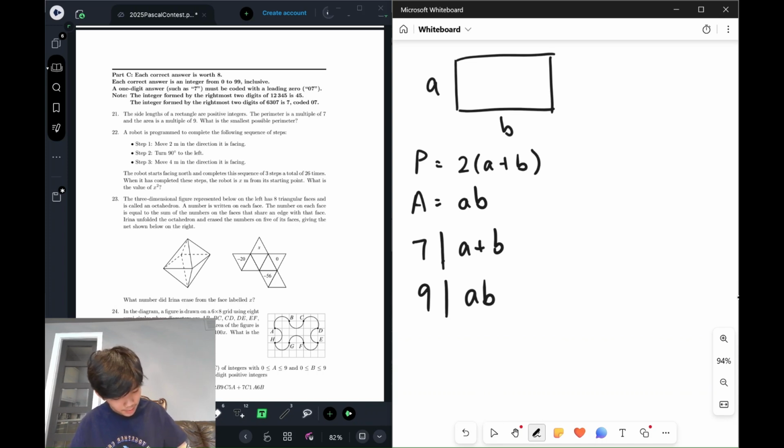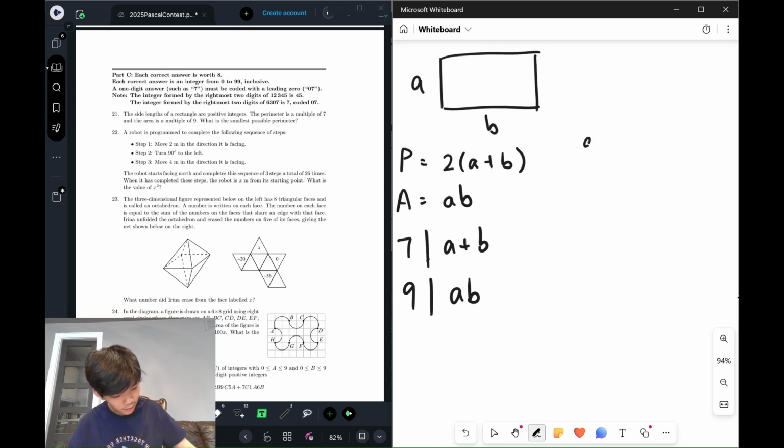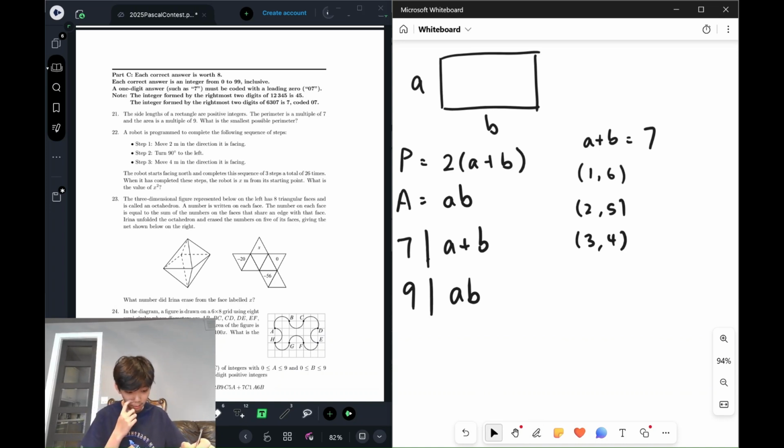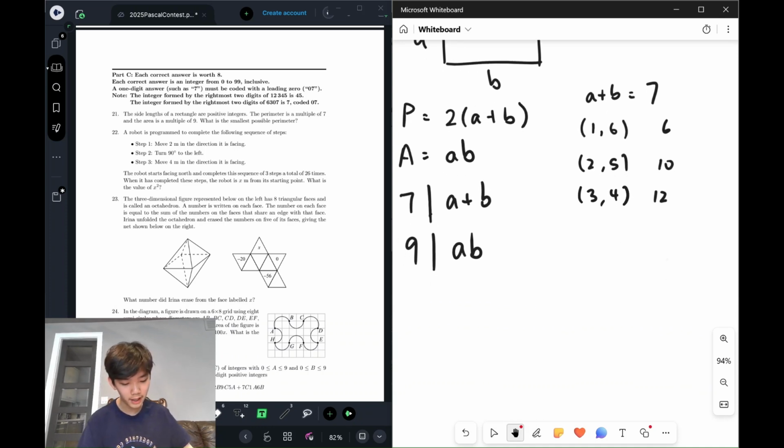This means that a plus b is a multiple of 7. So let's see what happens if a plus b is equal to 7. If a plus b is equal to 7, then the possible values are 1, 6, 2, 5, 3, 4, and the reverses of these three pairs. These ones have areas 6, 10, and 12. None of these are divisible by 9.